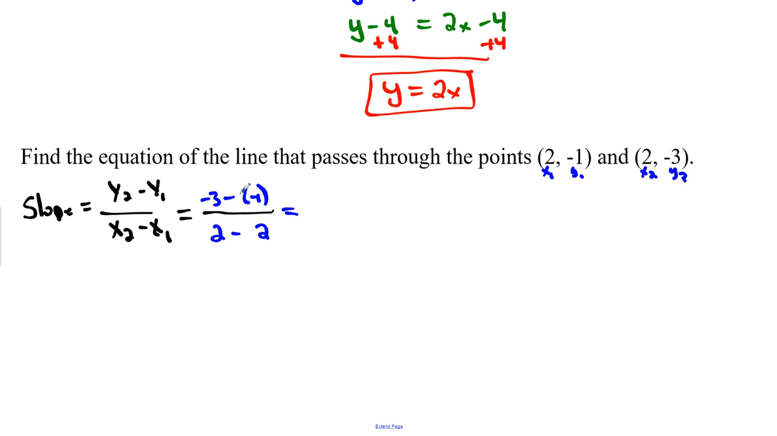Uh-oh. And then we're going to get, I don't know if you see it, but I see it. That's going to get a negative 2 on top over 0. Well, we can't divide by 0, so this is undefined.